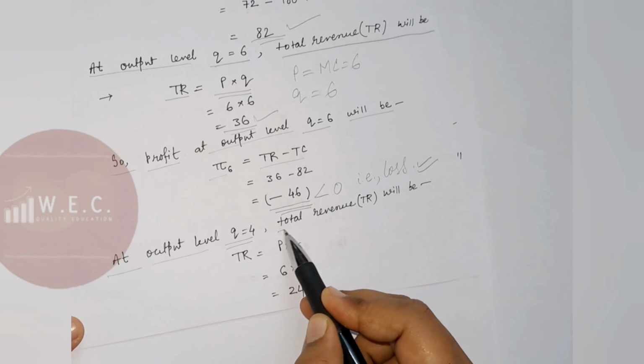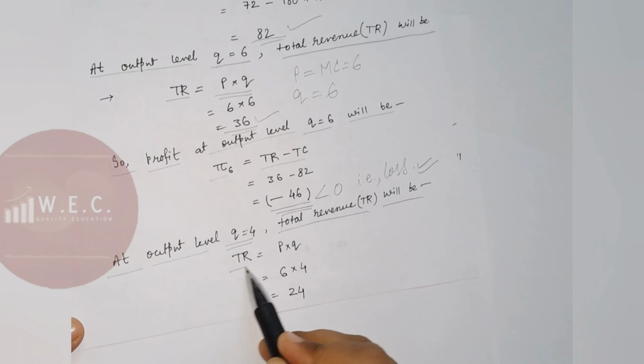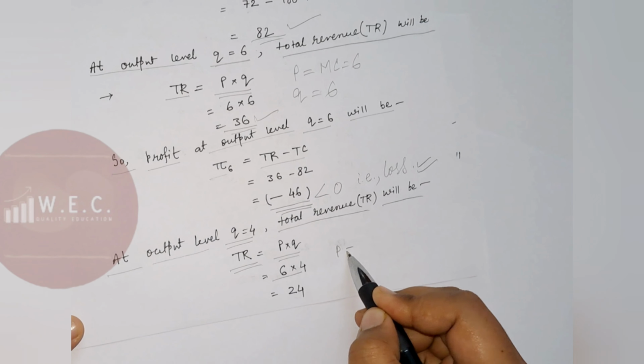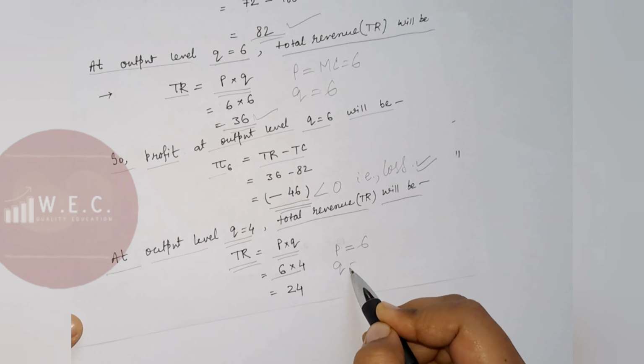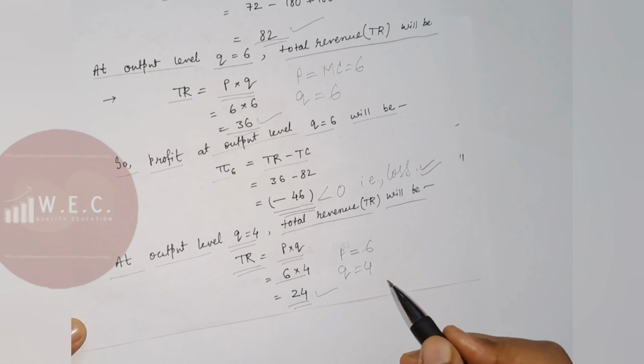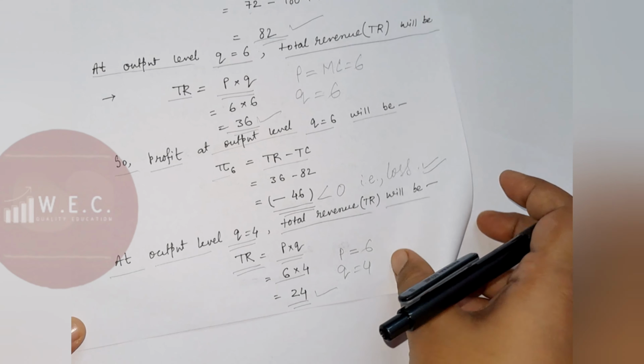Now at output level Q equals 4, total revenue will be P into Q, that is price, which you already know is 6, and here Q equals 4. So 6 into 4 equals 24. Total revenue is equal to 24.